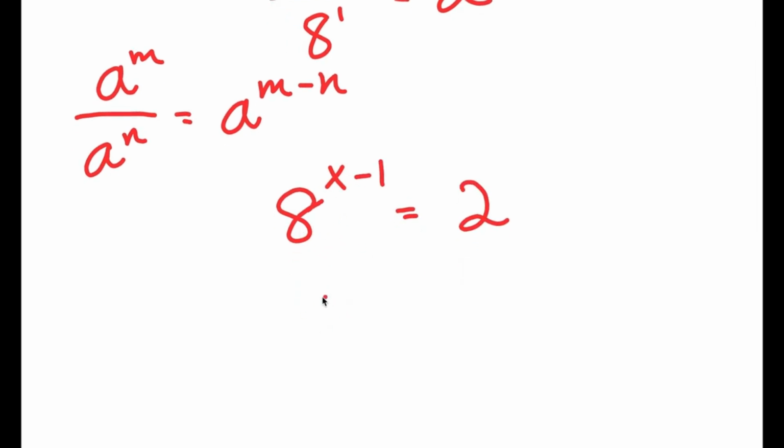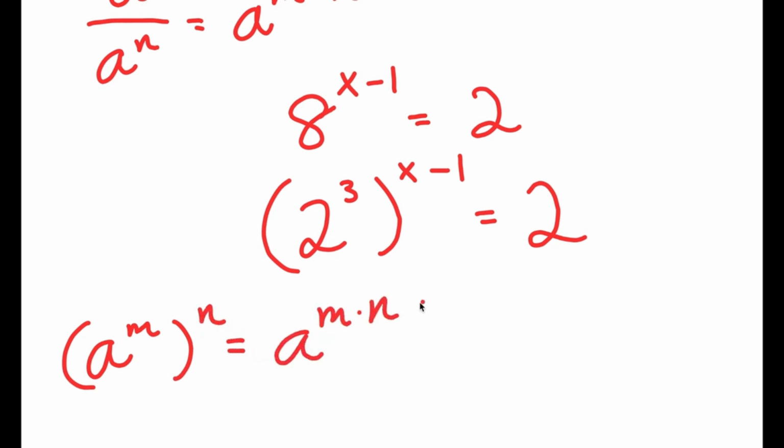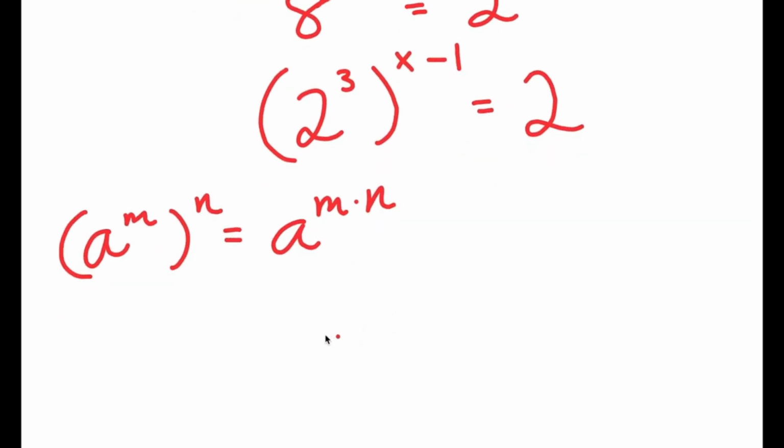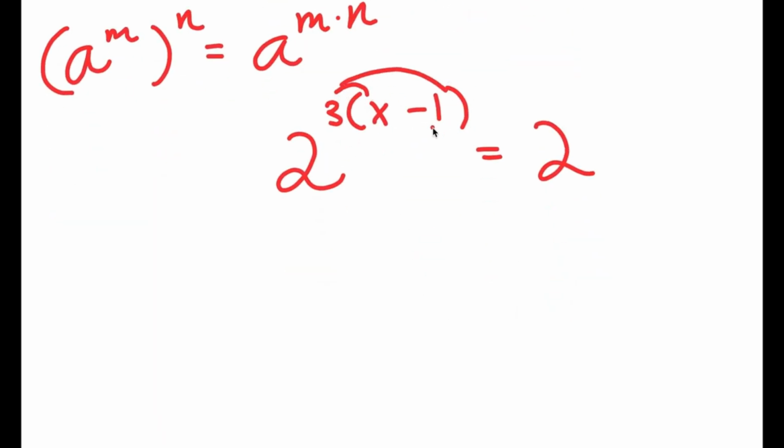Now a is the same thing as 2 to the power of 3, so I get 2 to the power of 3 to the power of x minus 1 is equal to 2. And if I have something in the form a to the power of m to the power of n, this is equal to a to the power of m times n. So 2 to the power of 3 to the power of x minus 1 is the same thing as 2 to the power of 3 times x minus 1. And 3 times x minus 1, I can distribute 3, so I get 2 to the power of 3x minus 3 is equal to 2.